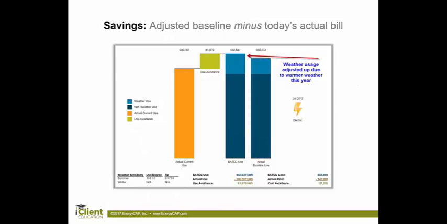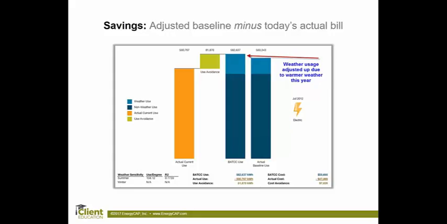And again, to illustrate the basic principle here, in orange is today's bill, the actual current use. So in this case, this is my electric bill in July. My bill today was 500,000 kilowatt hours. That's exactly what was on the bill. If I look at my baseline bill, it was 560,000 kilowatt hours. The baseline is on the far right.